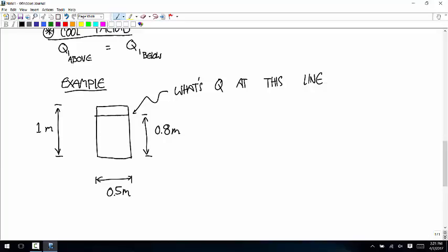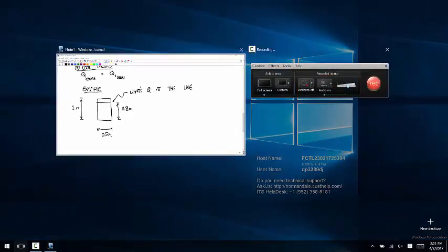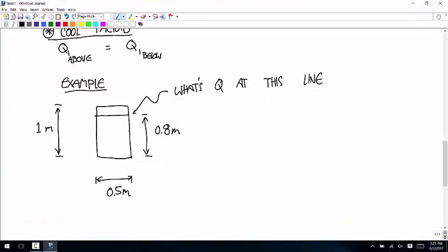So first what we have to do is find the neutral axis. This is a rectangle, so the centroid is right in the middle. And so our coordinate system is like this.